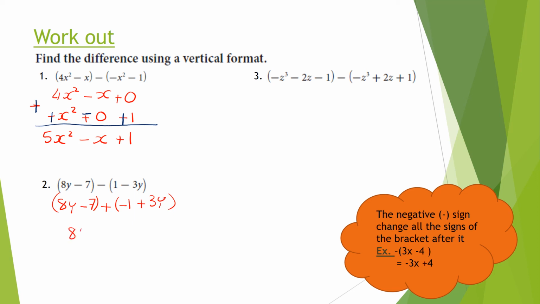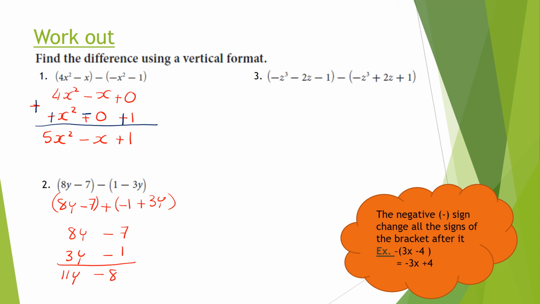So I have here 8y minus 7. I have to make sure that I'm putting each one under its like term. So 3y, I'm going to put under the 8y, and the negative 1 will be under the 7. Then add up. So 8y plus 3y will be 11y. Negative 7, negative 1 will be negative 8.